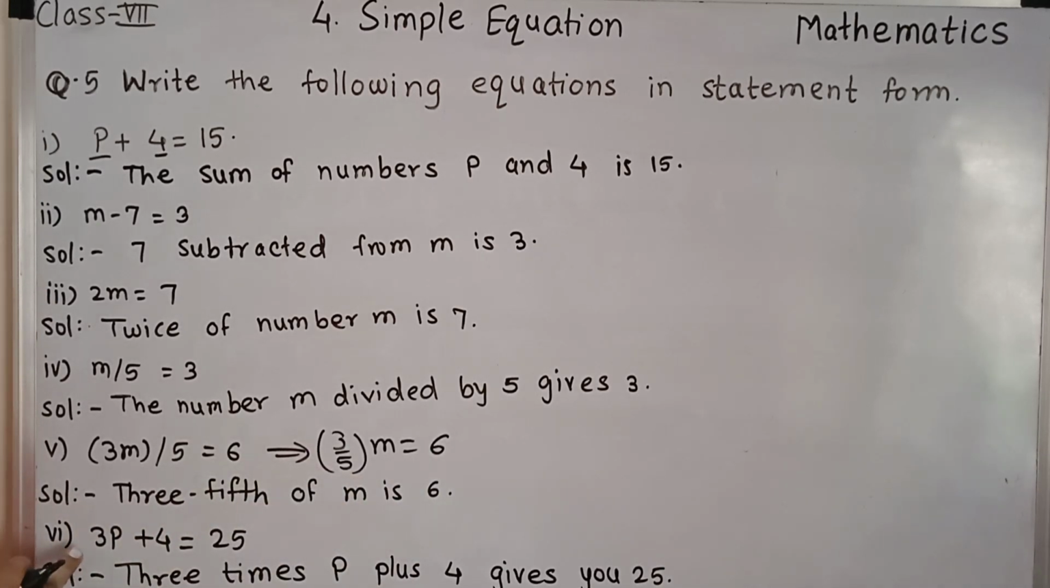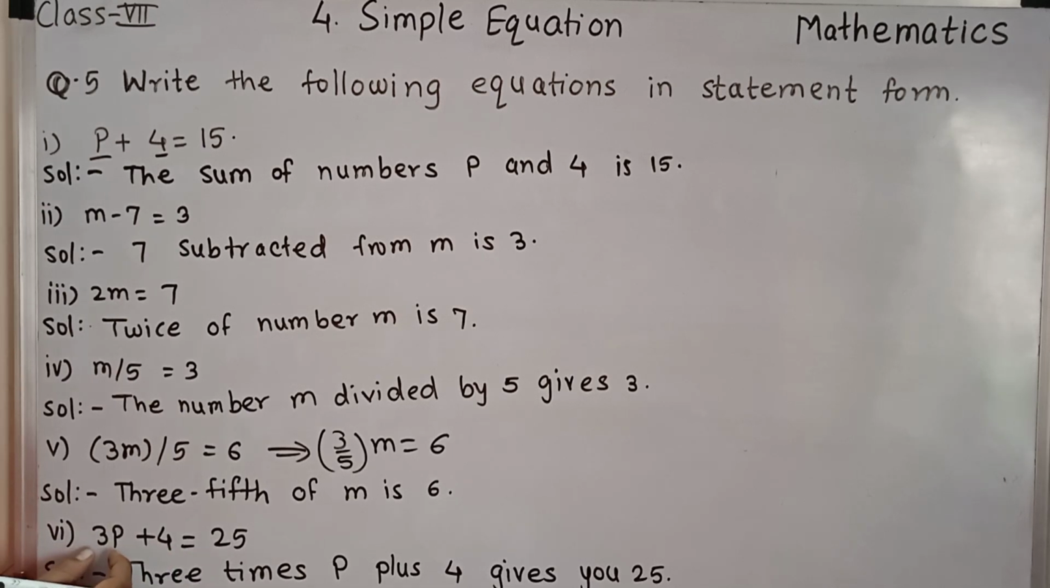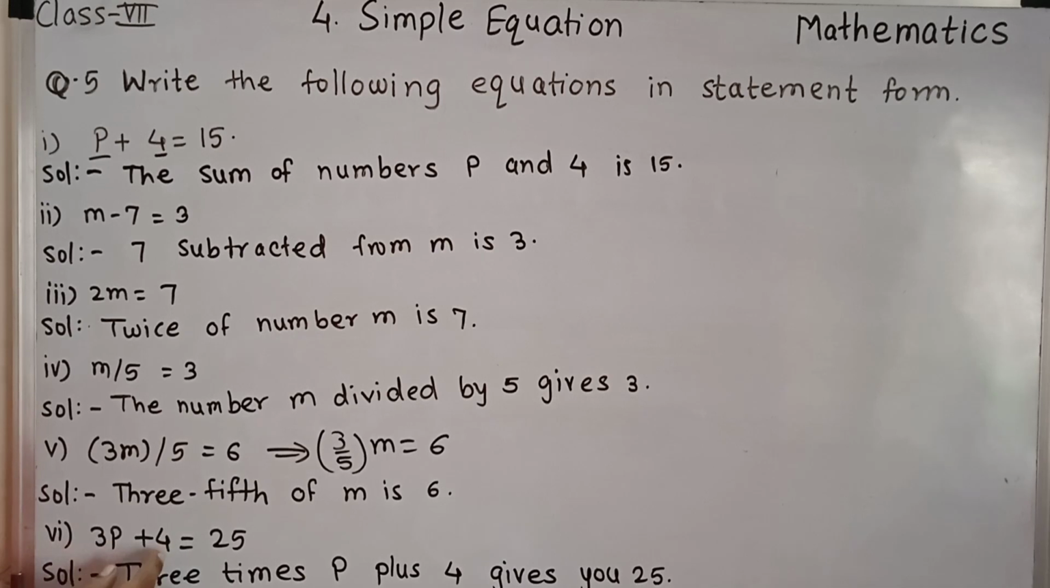Yes. Next one is 3p plus 4 equal to 25. So what we have done is the product of 3 and p, and then we added 4, which will give us 25. So this can be written as 3 times p plus 4 gives you 25. Very easy. Now moving to the next two sums as well.